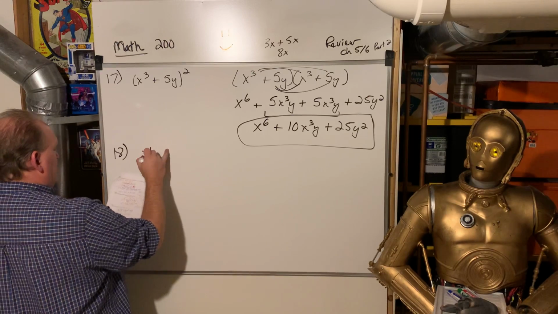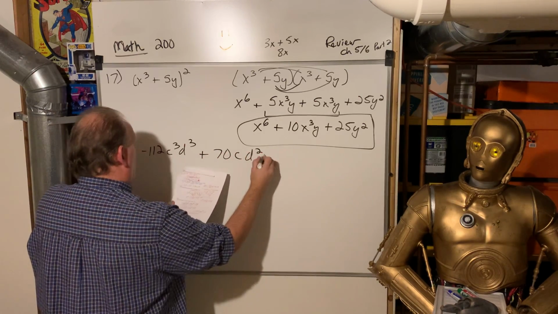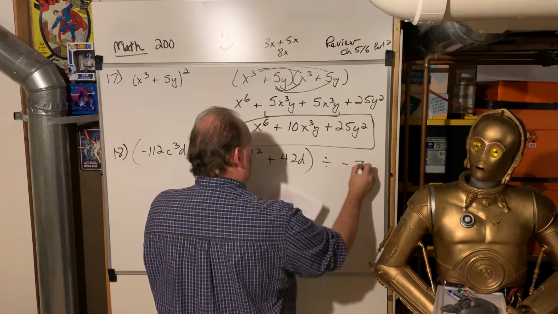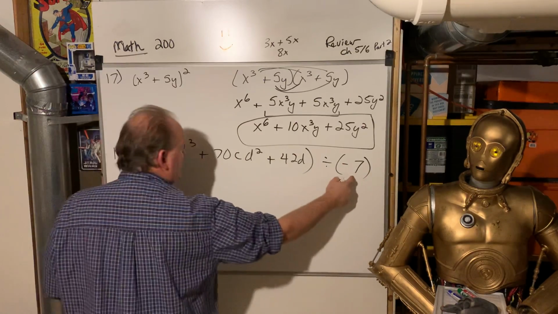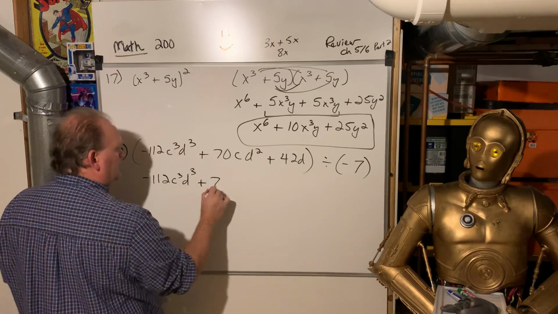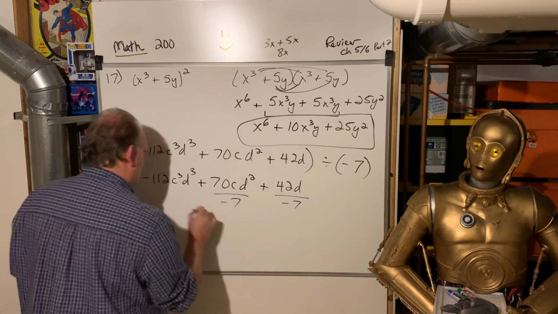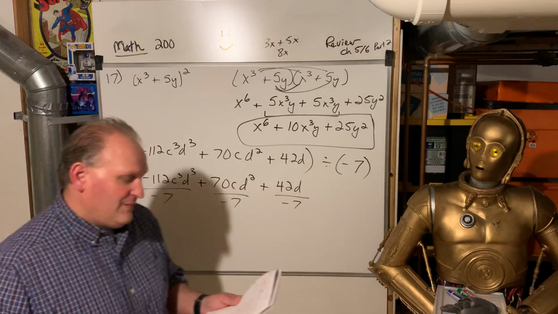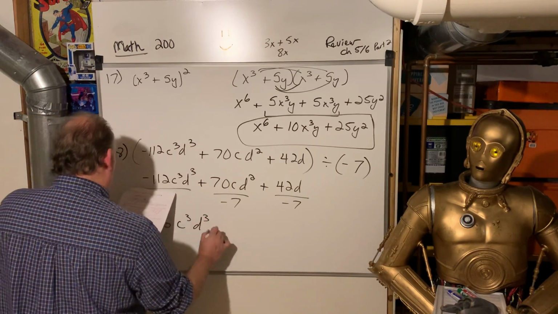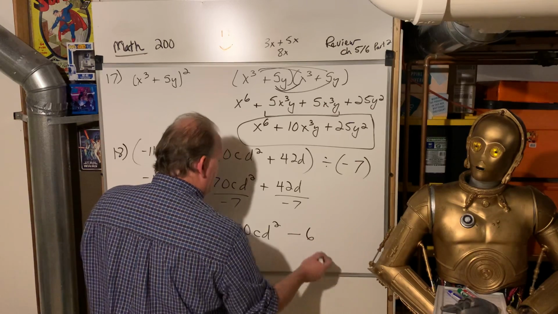18, we've got negative 112 c cubed d cubed plus 70 c d squared plus 42d, and all of that is being divided by negative 7. Because the divisor is a monomial, I can just write it underneath each term and then reduce. So this one, hopefully, will be a quick one. Remember, you get to use a calculator on every test, so you don't have to worry about dividing by hand. Negative 112 divided by negative 7 is positive 16. It's still c cubed d cubed, minus 10 c d squared, and minus 6d.